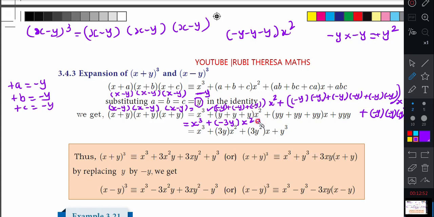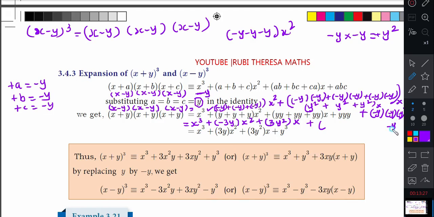Next, plus minus y into minus y, what will this be? Y squared. Plus minus y into minus y is y squared. So how many y squareds are there? Y squared plus y squared plus y squared, three y squared, into x. So what will you get? Very good, 3y squared into x. Here there is no change.